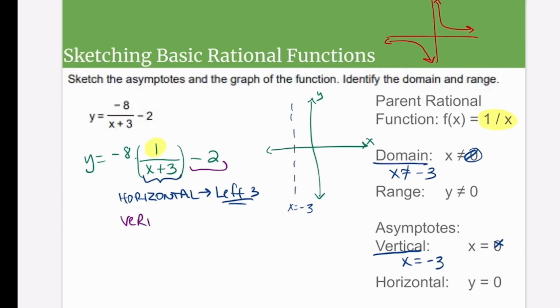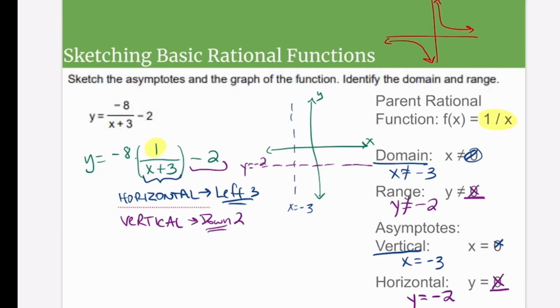That is a vertical shift. That is outside of the fraction that is being added or subtracted. So because that's minus, we're going to move this down 2 units. So we're moving down. Your range is not at 0 anymore. Your y value is not able to be -2 because it's moving down. Your horizontal asymptote is not when y is 0. Now it's when y is -2. So I can draw that horizontal asymptote, y equals -2.